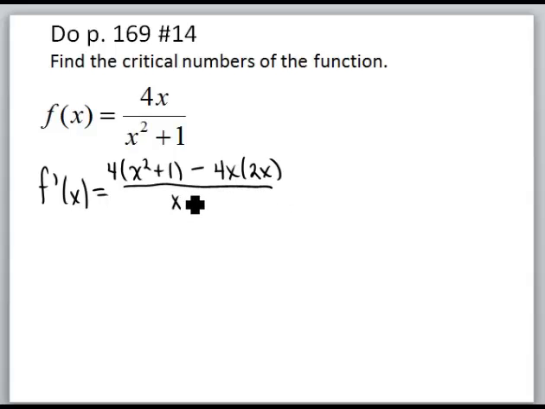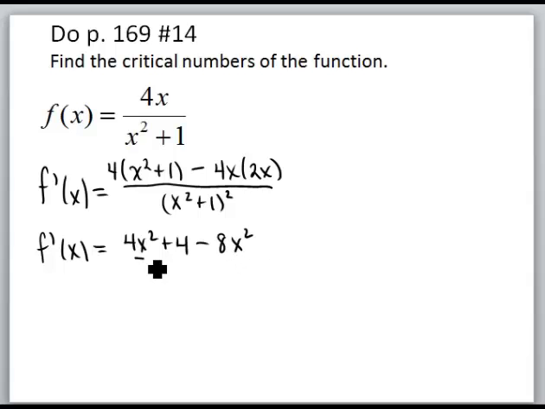Now if you notice, what I did was, to hopefully help me not have to write out things so many times, I did write bottom times the derivative of the top, but I put that top number out front because I knew I was going to have to distribute that through anyway. So my first derivative ends up looking like 4x squared plus 4 minus 8x squared.